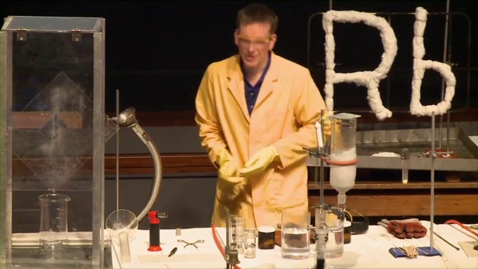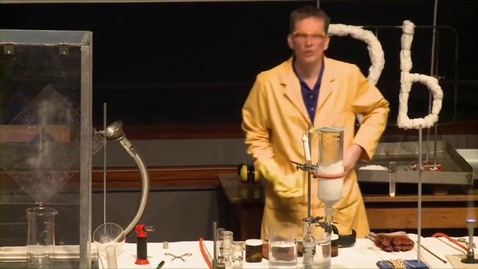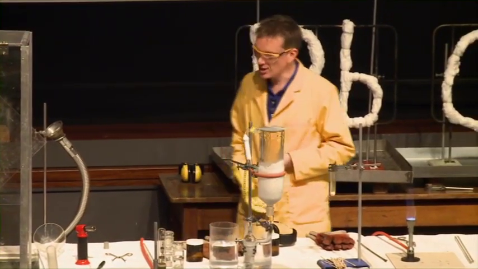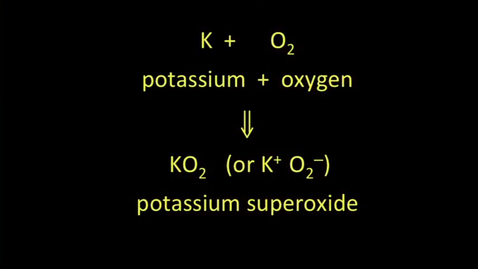Well, we can also get the potassium oxide, the same as before, K2O. We can also get the peroxide with a bit more oxygen. But with excess oxygen, we can get another compound, and this compound is called potassium superoxide. So it's got even more oxygen in it.